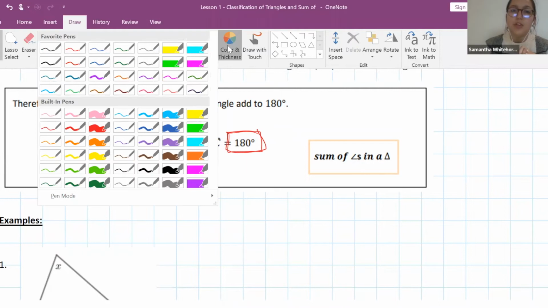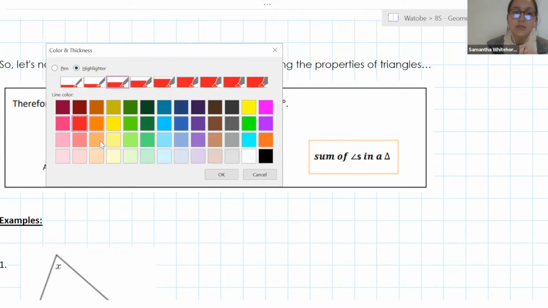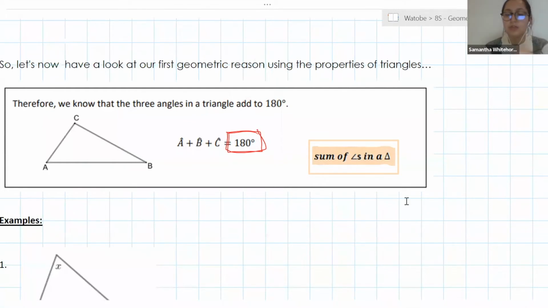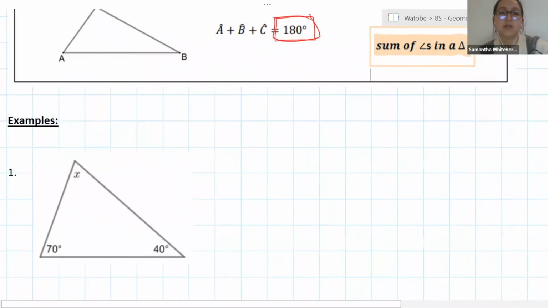Now, remember with geometry, the second we make a statement, we have to give a reason. And the reason is in this little peach block over here: sum of angles in a triangle. So that is the reason that we will use when working with this fact that all three angles in a triangle add up to 180. And don't forget, you have to have that reason. This is geometry. We always have to have a reason. So let's have a look at our very first example here. You guys can probably do this pretty quickly.